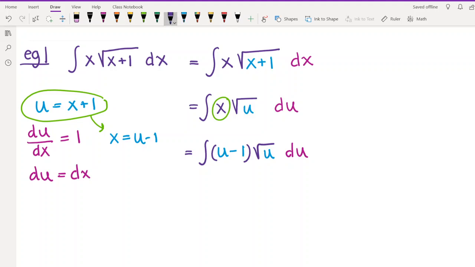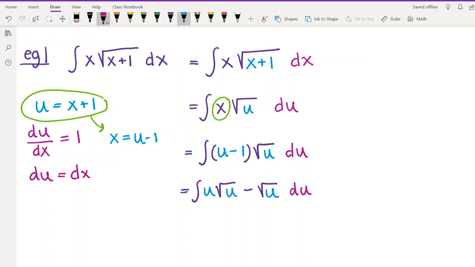So we can rewrite this now as the integral of u times the square root of u minus 1 times the square root of u du.